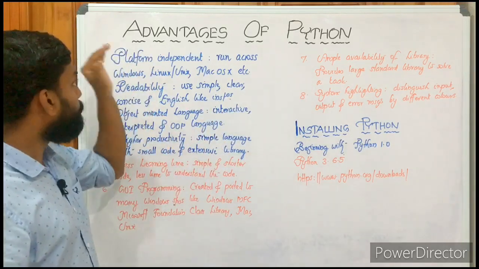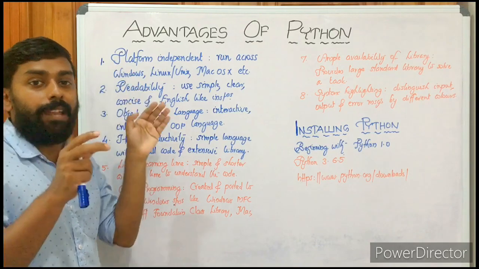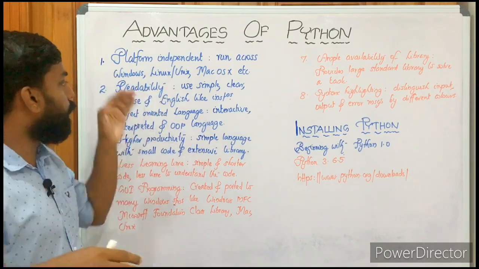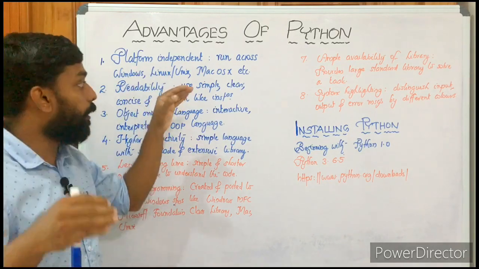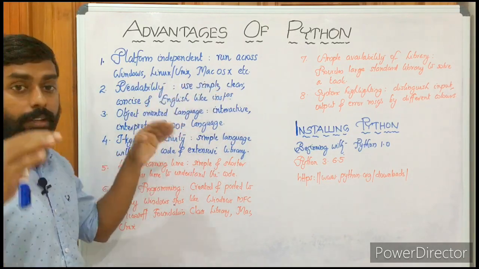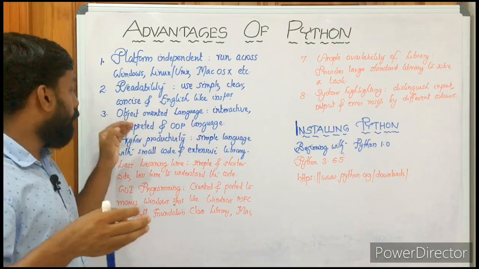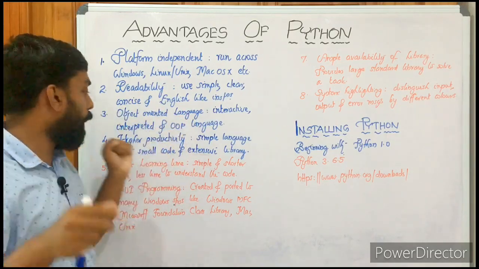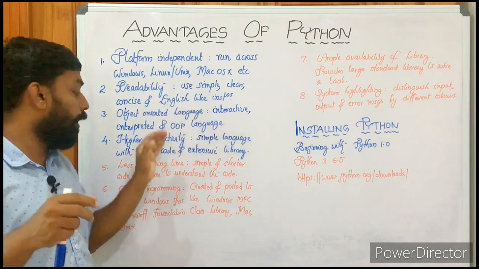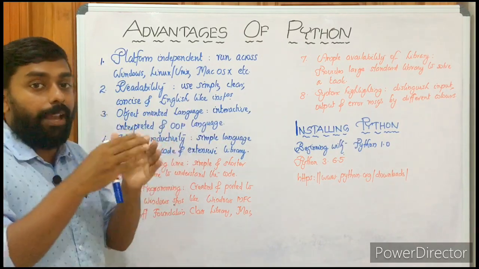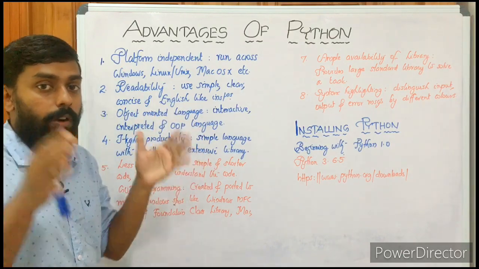Let's have a quick revision. Platform independent: it works the same on every platform, Linux, Windows, Mac OS, whichever platform you're using. Then readability: it offers high-end readability because it uses simple, clear, concise, English-like instructions. Then object-oriented language: it's an interactive, interpreted and object-oriented programming language. Then higher productivity: it uses simple language, of course, and a lesser number of lines of code, and has extensive support of a huge library.